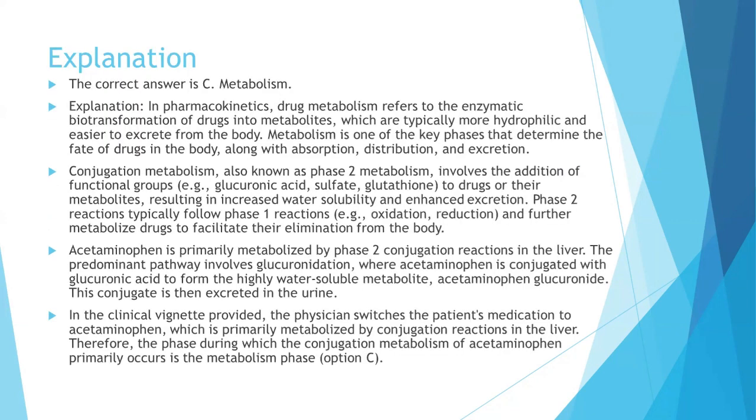Yes, you know it is metabolism, but what I want you to know in this vignette is that the conjugation metabolism, also known as phase 2 metabolism, involves the addition of functional groups to drugs or their metabolites, resulting in decreased lipid solubility and enhanced excretion. Phase 2 reactions typically follow phase 1 reactions and further metabolize the drugs to facilitate their elimination from the body. Now, acetaminophen is primarily metabolized by phase 2 conjugation reactions in the liver. The predominant pathway involves glucuronidation, where acetaminophen is conjugated with glucuronic acid to form the highly water-soluble metabolite, acetaminophen glucuronide. This conjugate is then excreted in the urine.